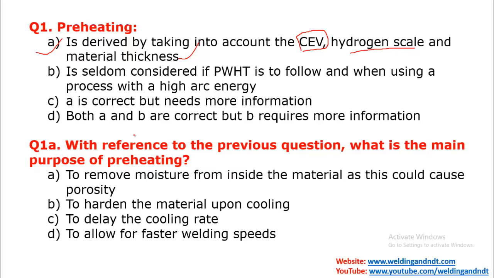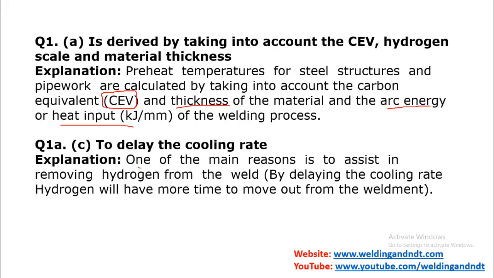Now question 1A. 1A is asking with reference to the previous question. Previous question means this question. With reference to the previous question, what is the main purpose of preheating? So friends, here my interpretation is, in the CSWIP 3.1 book, the main purpose which is written is to assist in removing hydrogen from the weld. See, basically the main purpose of preheating is to assist in removing the hydrogen from the weld.